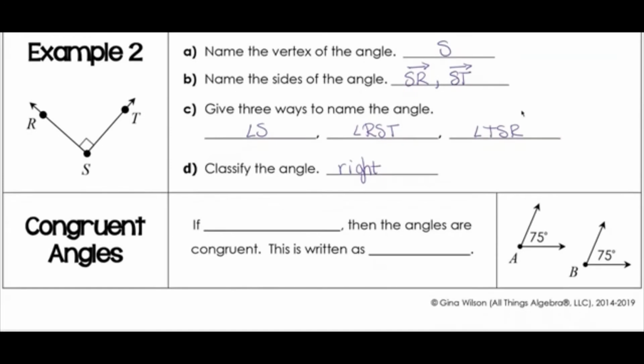So now looking at congruent angles. When the measures of the angles are exactly the same, then those angles are congruent. So we would say that if the measure of angle A is equal to the measure of angle B, based on the example at the right, then the angles are congruent, and we would write that as angle A is congruent to angle B.